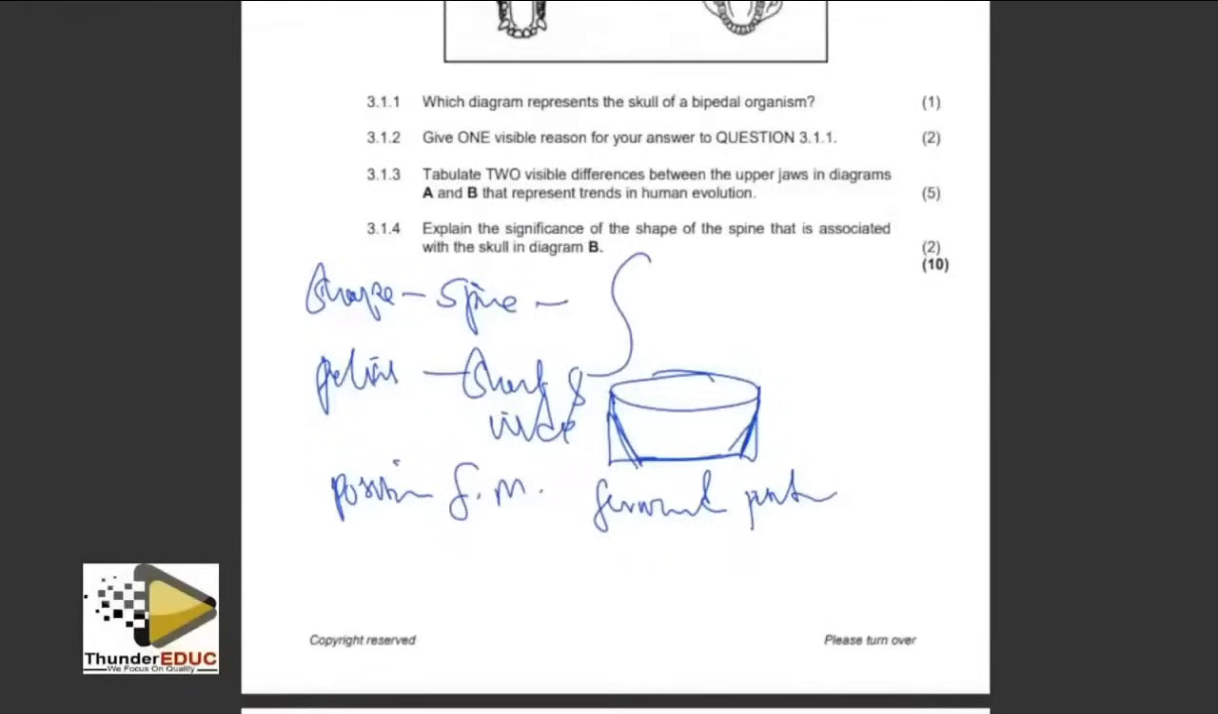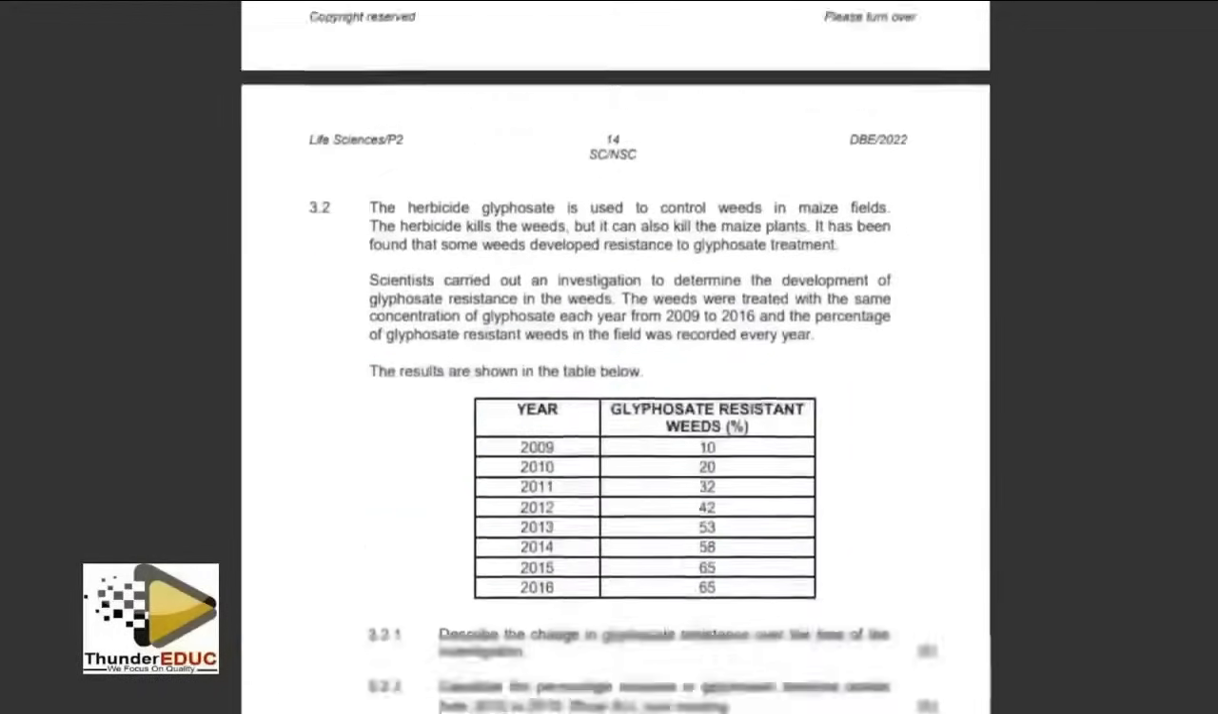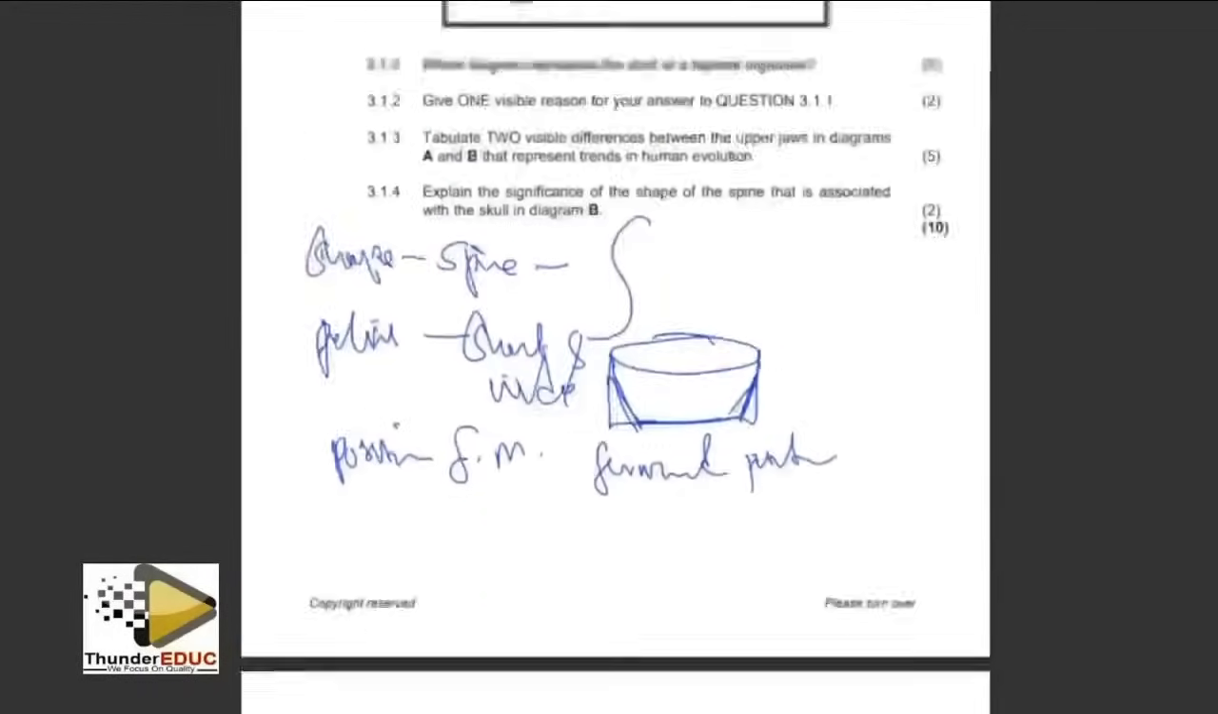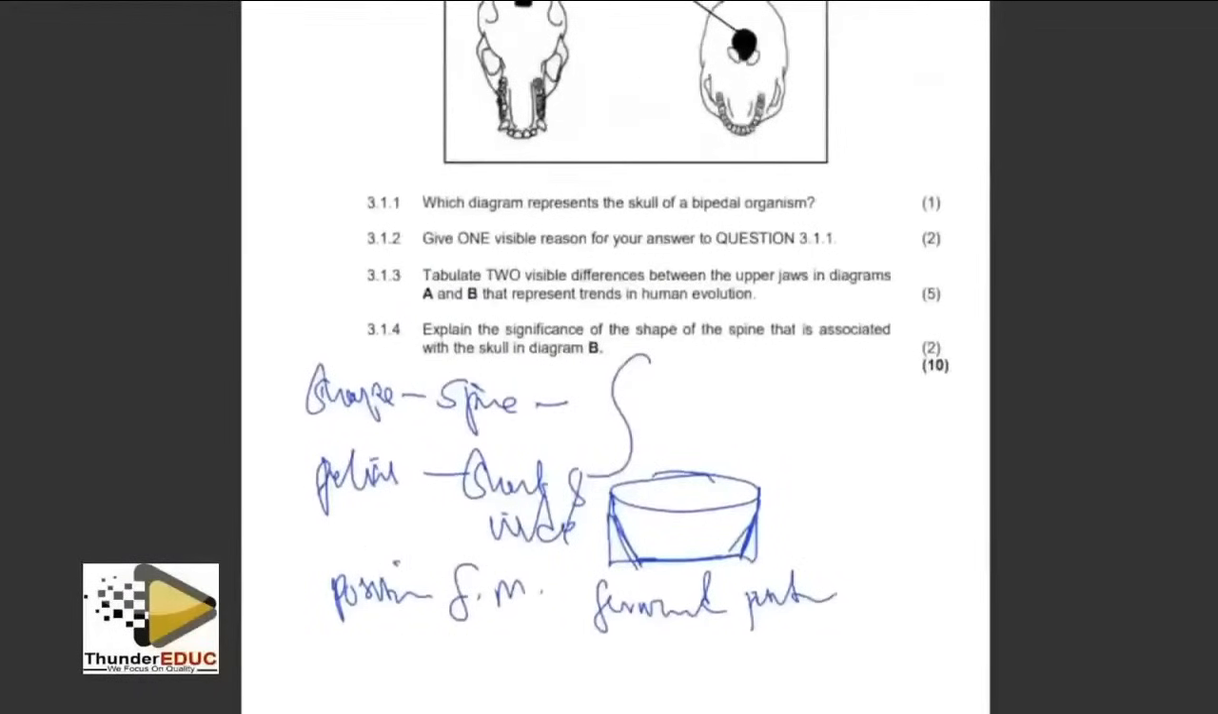So, how is the shape of the spine able to allow for bipedalism? The shape here is S shape to allow flexibility. That's number 1. And then the pelvic girdle is short and wider to support the upper weight. The position of the foramen magnum is in a forward position to allow the spine to connect vertically. So basically, that's what you are supposed to tell us.